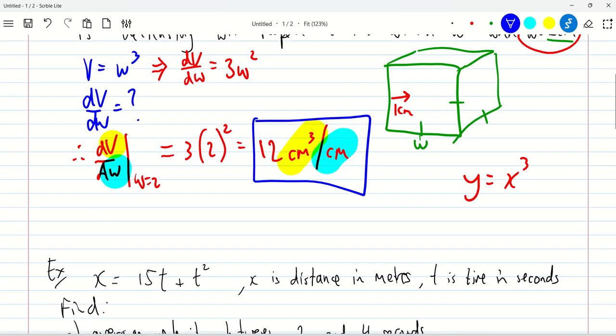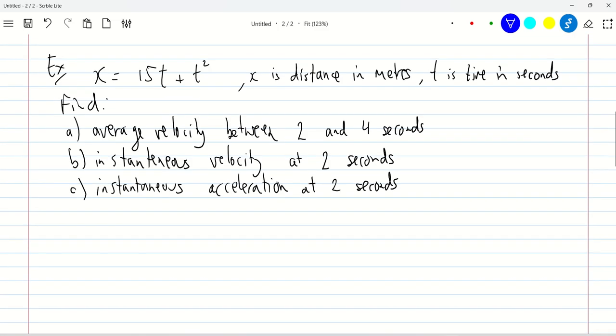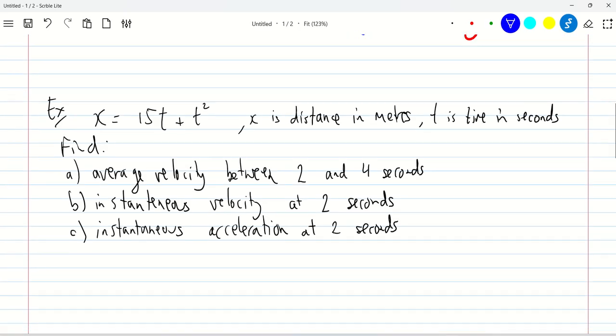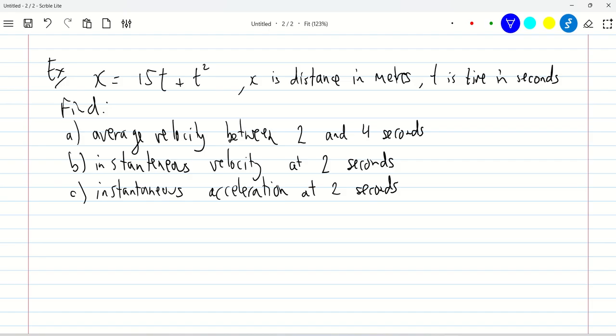Another common thing you're going to get in some of these questions, not necessarily all the time, is distance, speed, and acceleration. When I say speed, I should probably have said velocity, as speed is a little bit different. So let's have a look at a question like this. If x is equal to 15t plus t squared, where x is the distance in meters that, let's say, a car has traveled, and t is time in seconds, let's look at average velocity, instantaneous velocity, and instantaneous acceleration.